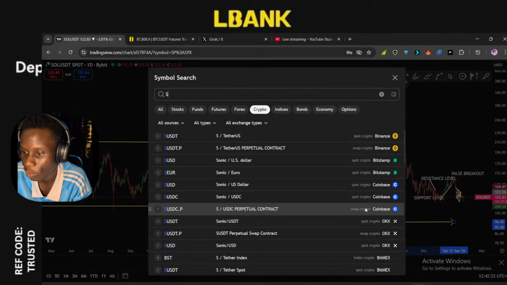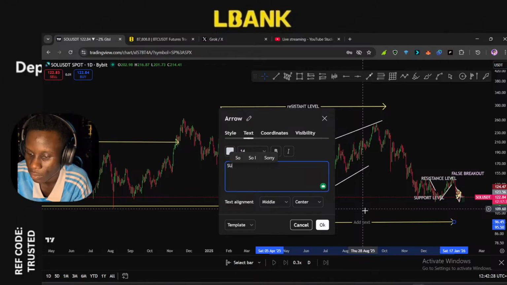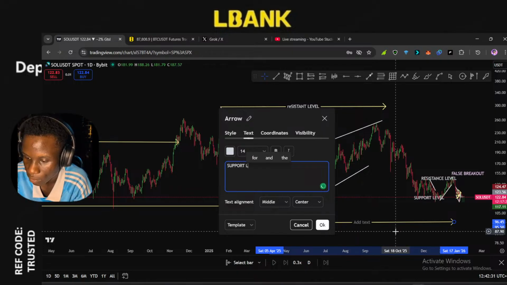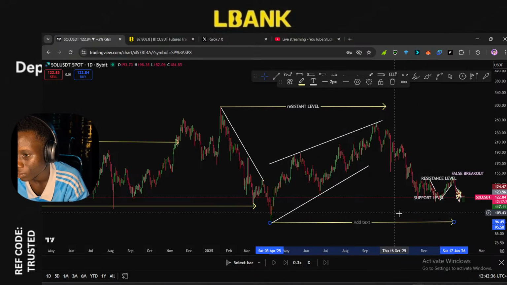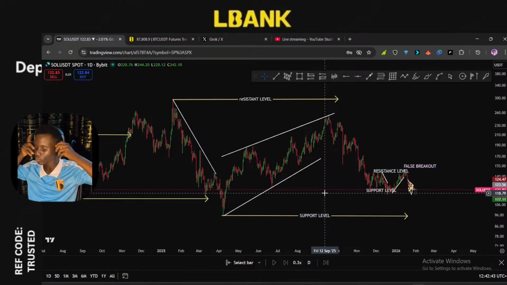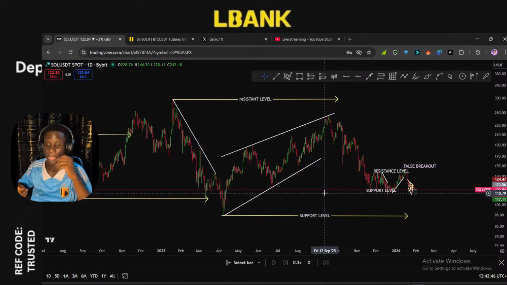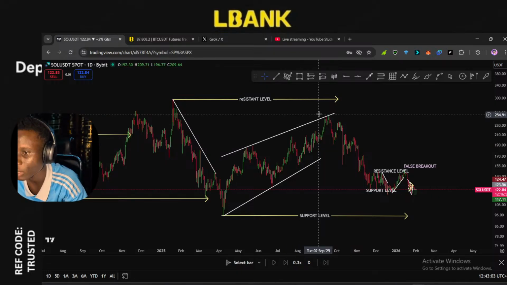I have my support here. So I was also saying that patterns create what? They create reversal patterns, and create resistance and support levels. So this is a falling wedge and this is a rising wedge right here. Let me label this as well.